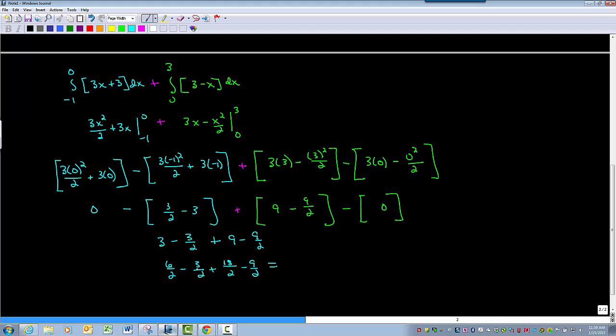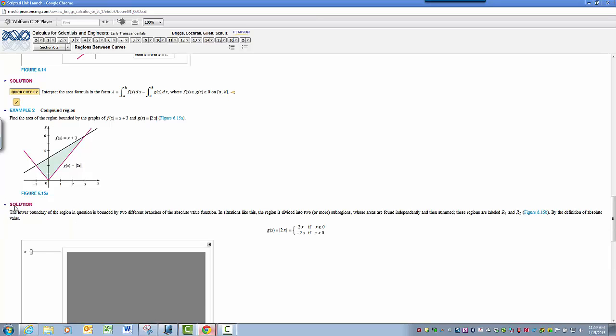So 6 minus 3 is 3. Plus 18 is 21. Minus 9 is 12, I believe. So it looks like 12 halves or 6. So let's go back and check our solution here.